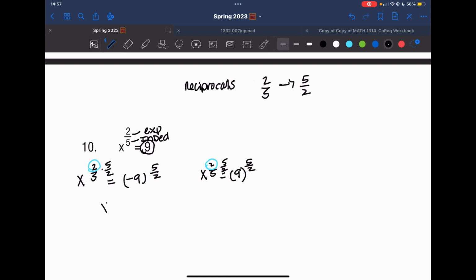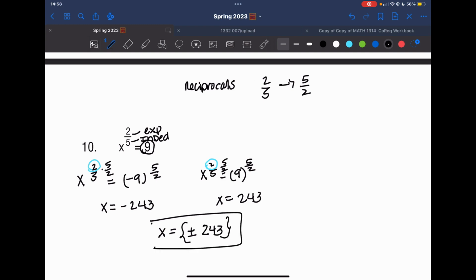So then it becomes x equals, let's see. X equals negative 243. X equals 243. So our solution is x is equal to positive and negative 243. We do not need to check our solution.